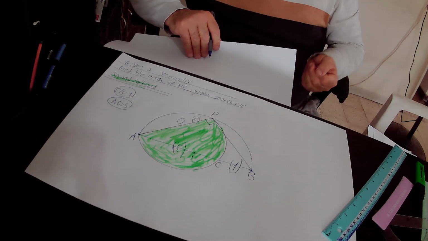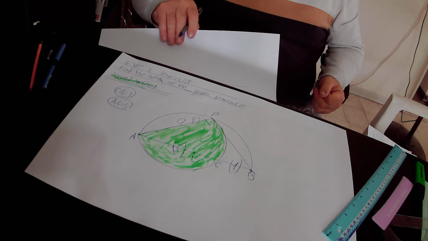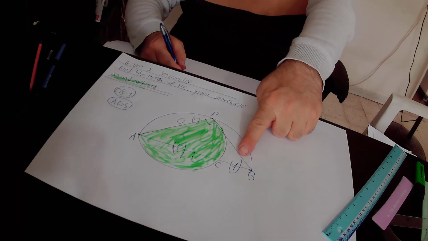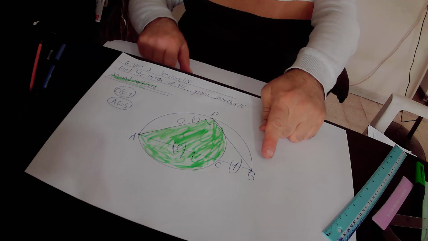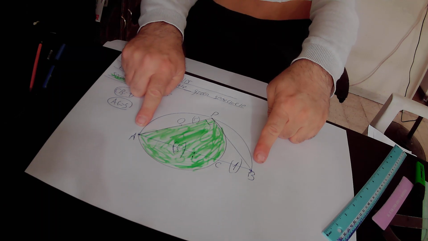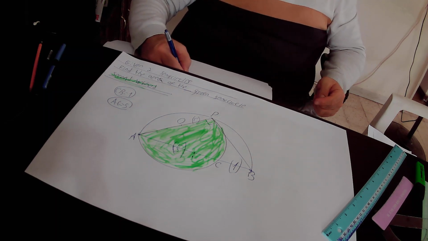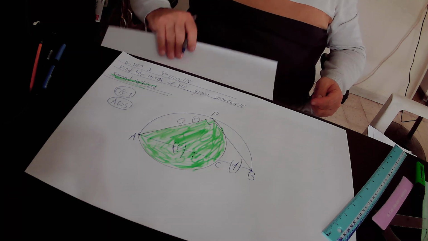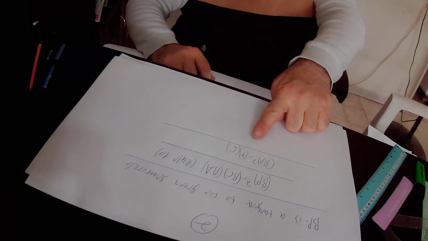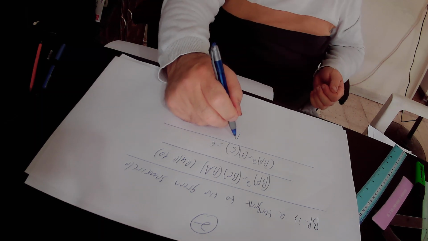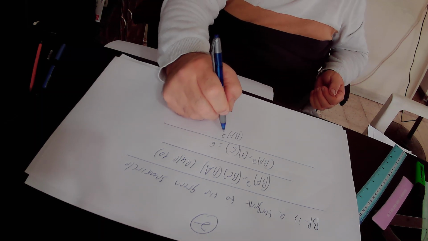Tangent BP is the missing side, so we leave it as it is. So BP square equals BC, which is 1, times BA. BA in total equals 1 plus 5, that is 6. So in conclusion, according to rule 10, BP square equals 1 times 6, that is 6. BP square equals 6.